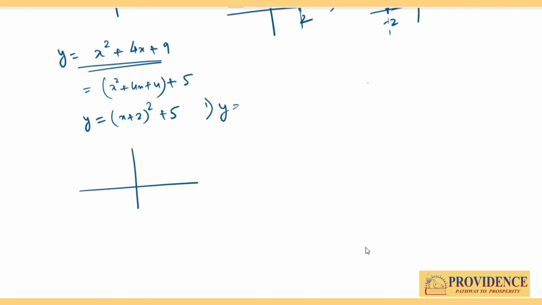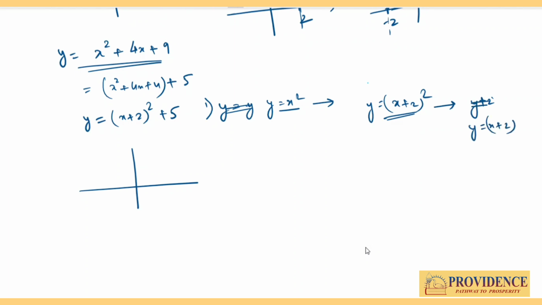First we have to draw this graph y equals x square. From there we need to estimate y equals x plus 2 whole square. Once we get y equals x plus 2 whole square, then we can write down y equals x plus 2 whole square plus 5. So this is how we are going to reach the final graph for this particular equation.